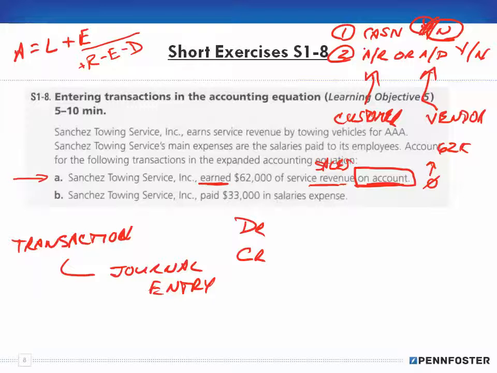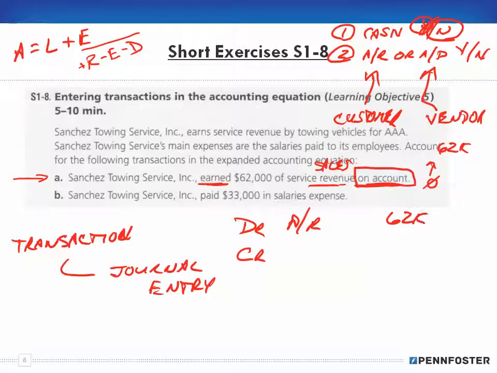I treat it the same way because I treat all assets the same exact way. It doesn't matter whether it's an accounts receivable or it's cash. So if my accounts receivable increases to 62,000 and accounts receivable is an asset, that means I'm going to debit it because I increase my assets on the debit side. So accounts receivable is a debit for 62,000.